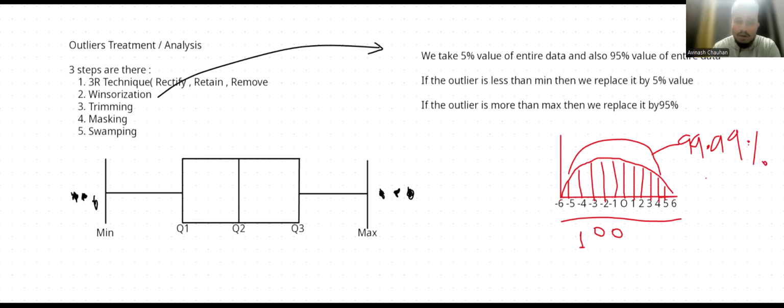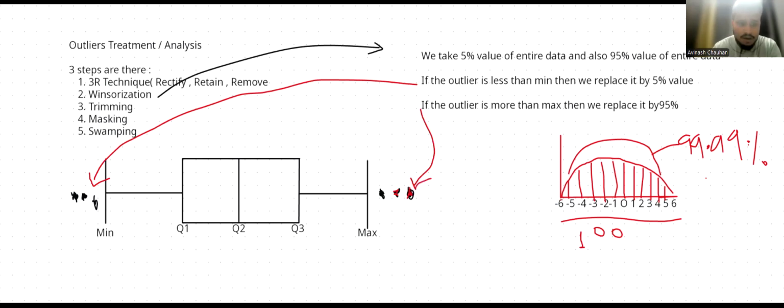So why am I discussing all these things? These are all the outliers. If the outlier is less than minimum, or greater than maximum, what we are going to do is replace it by 95% of data.